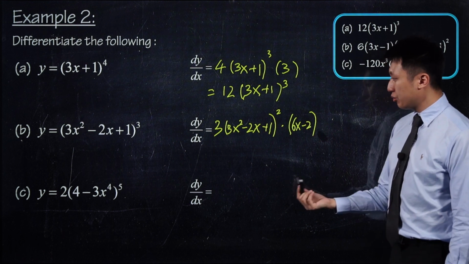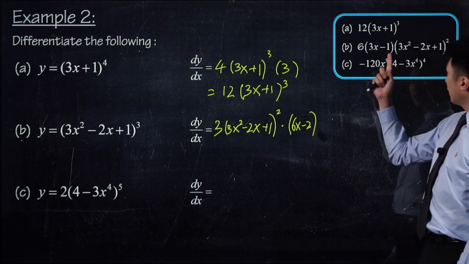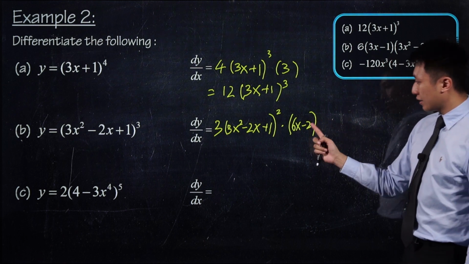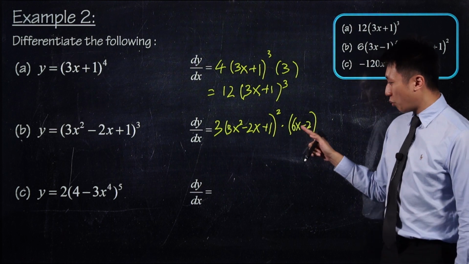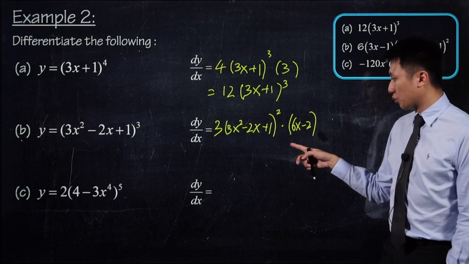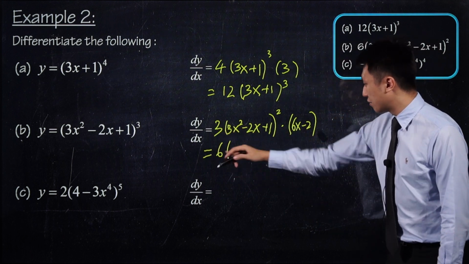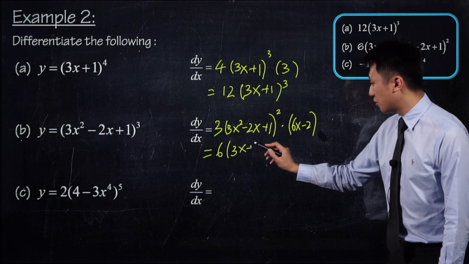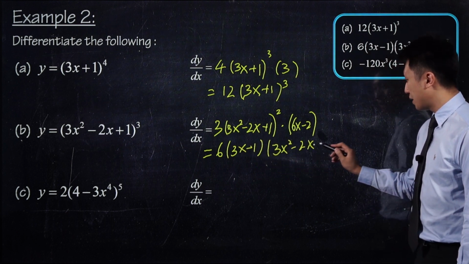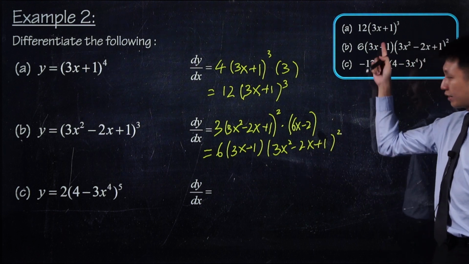Okay? Then what do I do? Multiply this, or I just leave it like this. It's fine. Did I get this? Yeah, I actually get it. But what I have to do is that here, since I have a factor of 2, I bring the factor of 2 out, so it's 6. Then I write this in front, 3x minus 1, then 3x squared minus 2x plus 1 squared. Okay, this is how I got this.